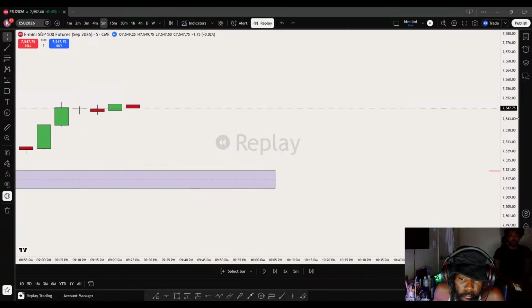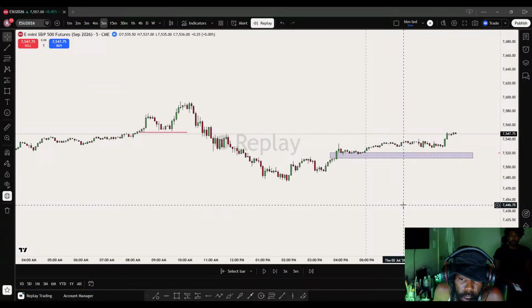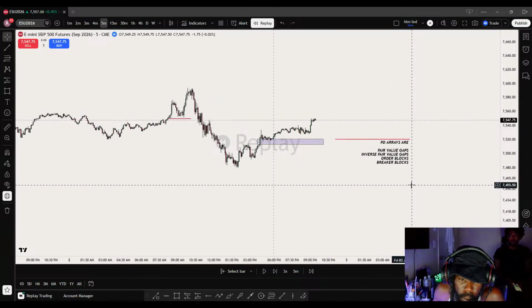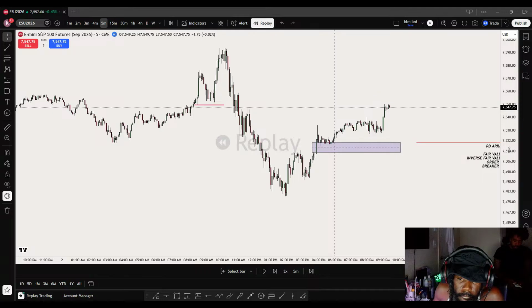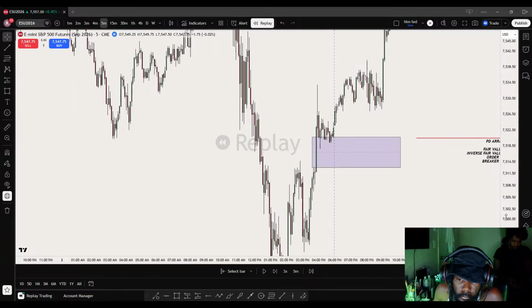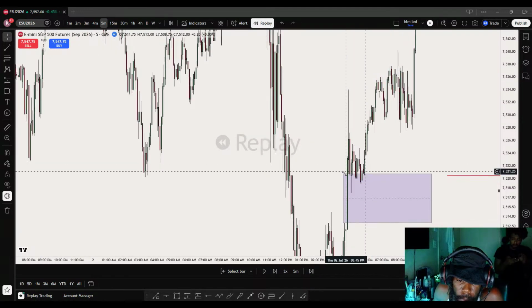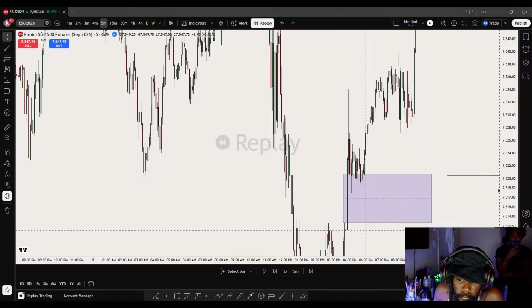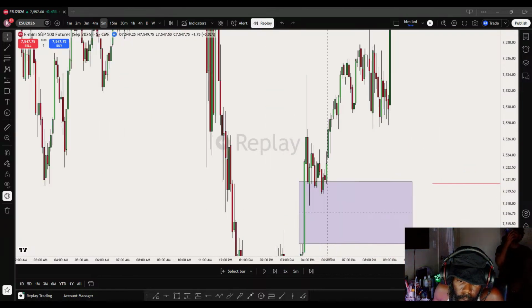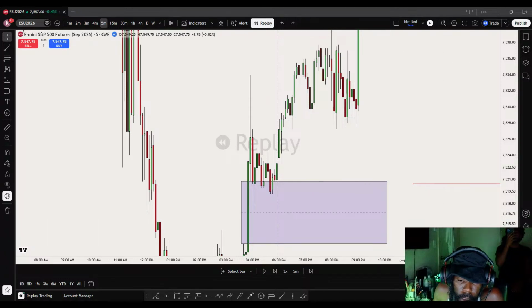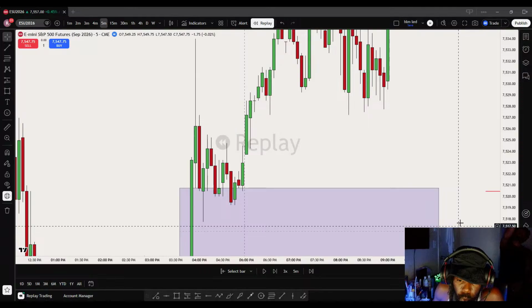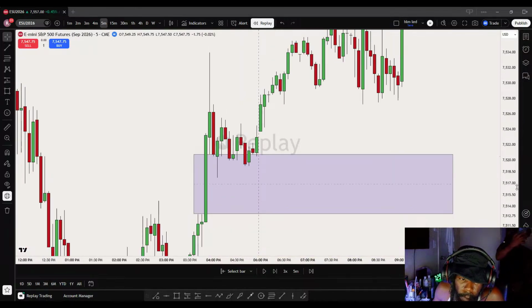Remember, your PD arrays are fair value gaps, inverse fair value gaps, order blocks, breaker blocks, right? You want to see your PD arrays get retested. So you want to see them get created, and then you want to see them get retested, right? Now, if you're not taking those, you should definitely be taking those, because what I'm about to give you right now is some real sauce on how the PD arrays should really be used, right?